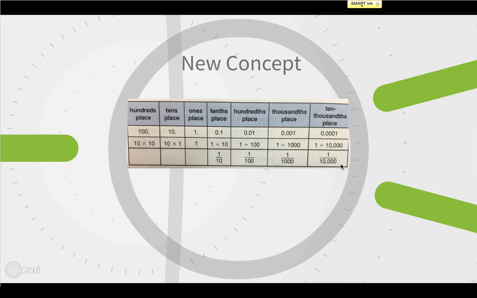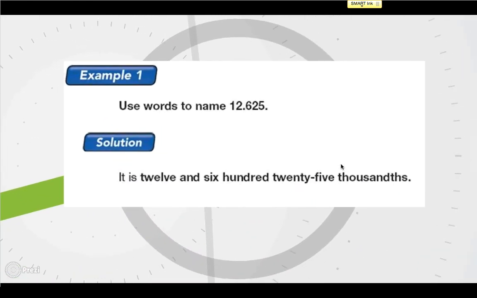So for your example, we're going to use words to name this. Remember, the word and is your decimal point. So we have 12 and 625 thousandths. Remember, you read the whole number first, and whatever the last number is after the decimal, that's the place value that you're going to use. In this case, this is in the thousandths place, so we're going to use 625 thousandths.